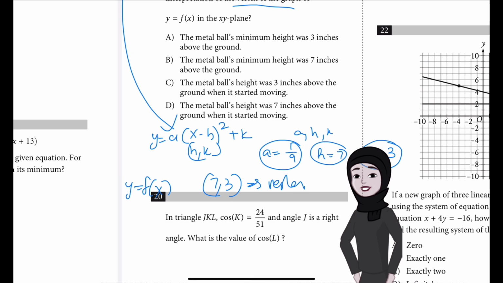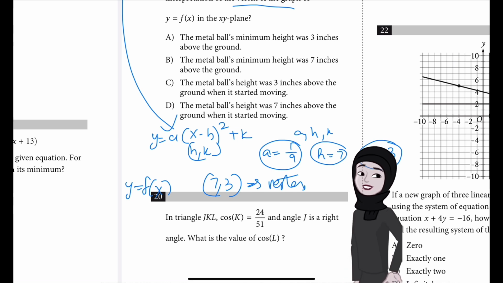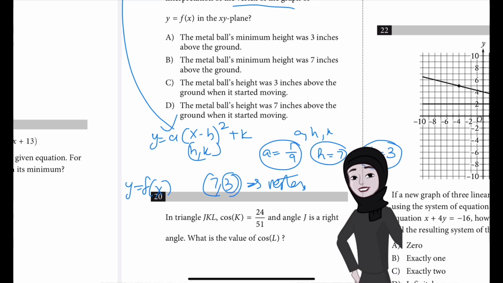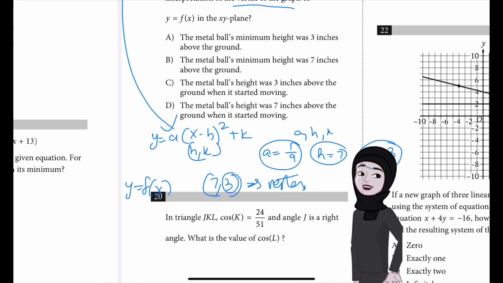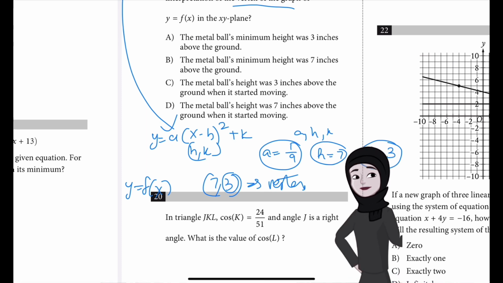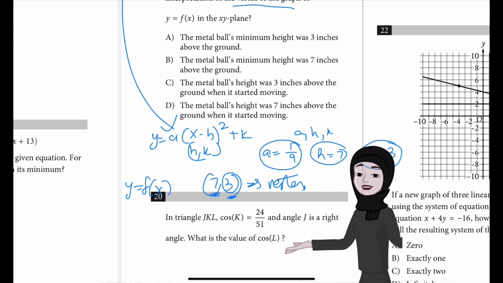So this is nothing but the vertex, and since the parabola opens upward, the vertex is the lowest point on the graph. So it follows that the y coordinate of the vertex of the graph is the minimum value of f of x. This 3 is the minimum value of f of x. So this also means that it represents the metal ball's height above the ground in inches x seconds after it started moving on a track. That means after 7 seconds, it was able to reach this height of 3 inches.